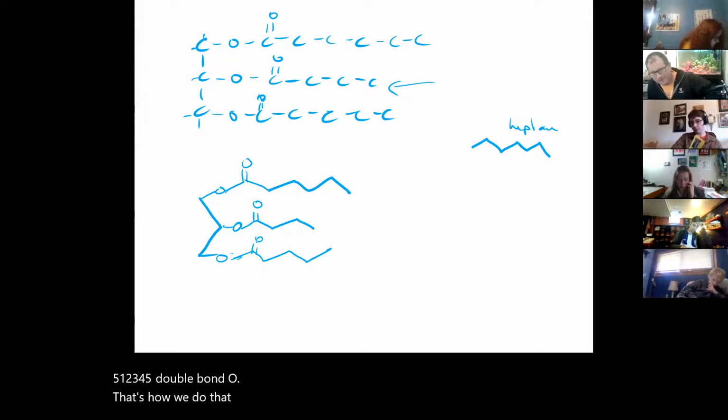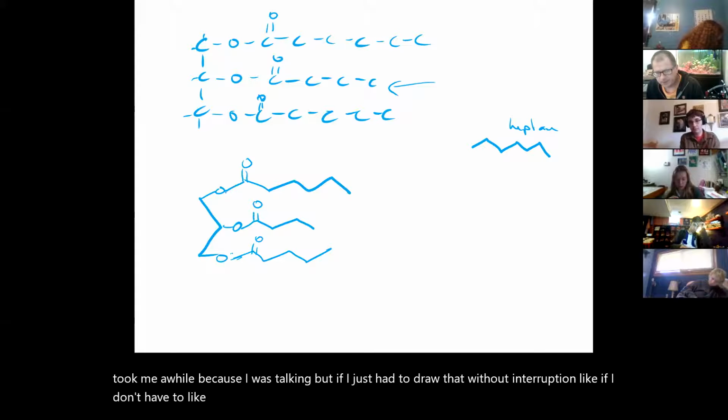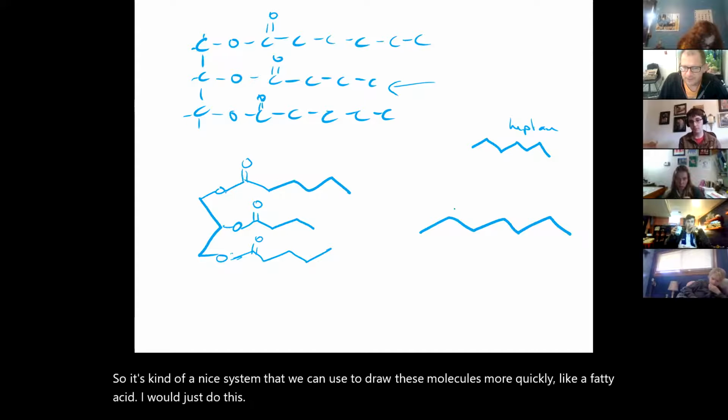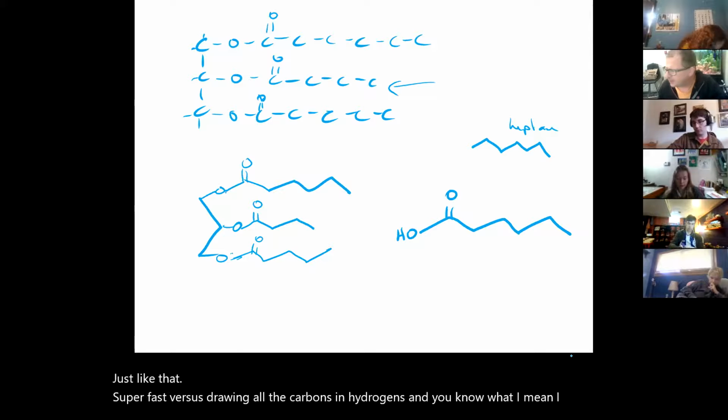So this is a line diagram, a super fast drawing of a triglyceride. Now it took me a while because I was talking, but if I just had to draw that without interruption, like if I don't have to explain it to people, I would be able to draw that much faster. So it's a nice system that we can use to draw these molecules more quickly. For a fatty acid, I would just do this. Just like that. Super fast versus drawing all the carbons and hydrogens in. You know what I mean? I hope you understand that. I hope you appreciate that.